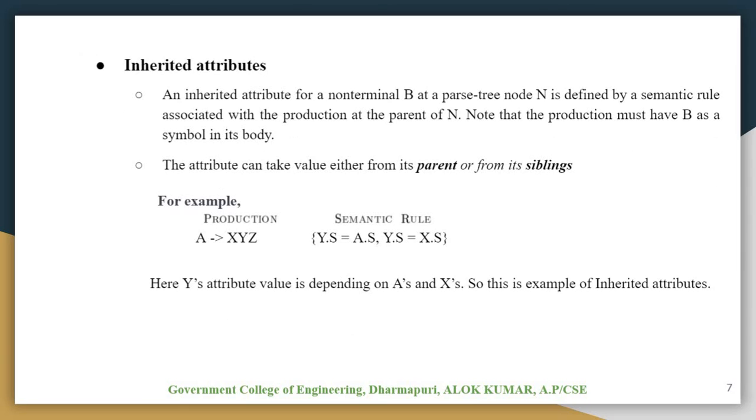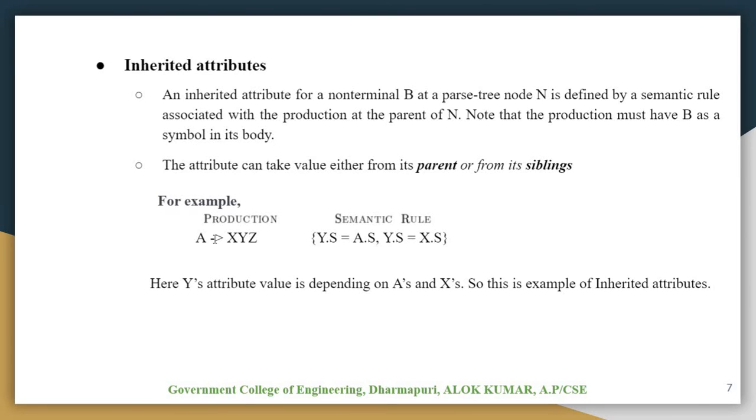Now we can see the second attribute, that is inherited attributes. We can define it this way: an inherited attribute for a non-terminal capital B at a parse-tree node capital N is defined by a semantic rule associated with the production at the parent of N. Note that the production must have B as a symbol in its body. This definition we can clarify with the help of an example. The attribute can take its value either from its parent or from its siblings.